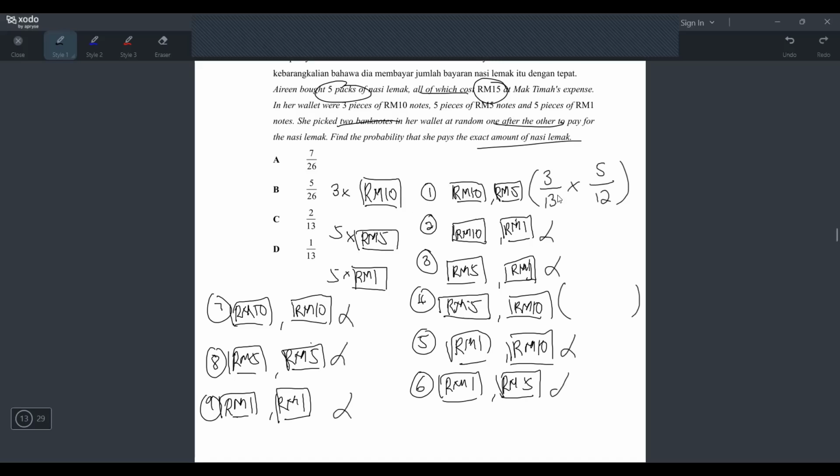So now the total is 12. Originally it's 13, now it becomes 12 because we take one out, right? Okay, so this is the probability lah. And then I have to times. Okay, what is this one?